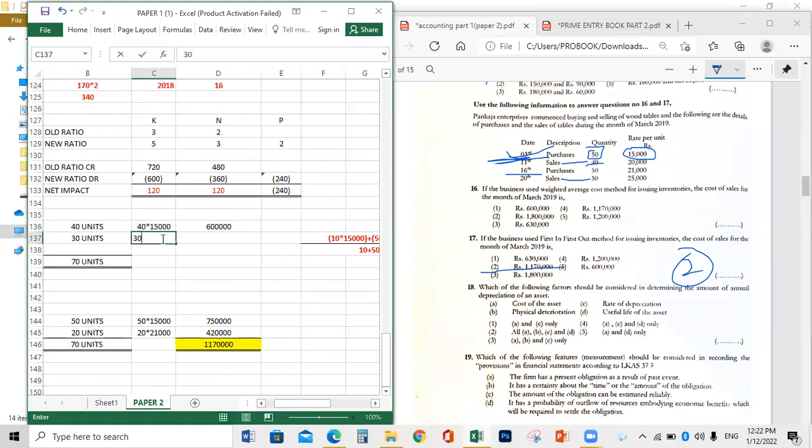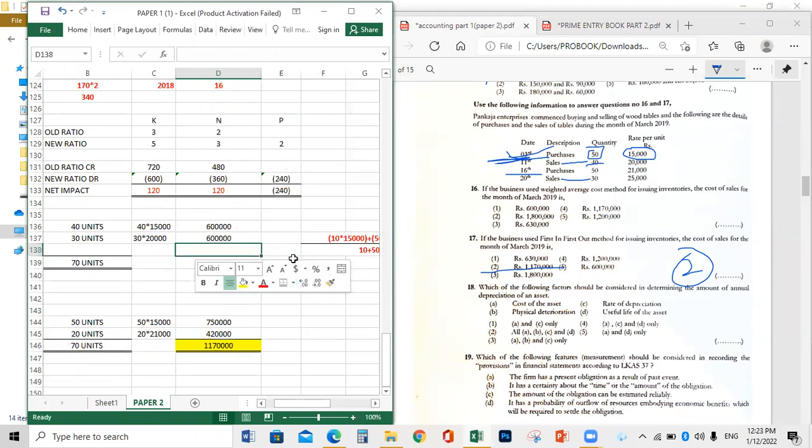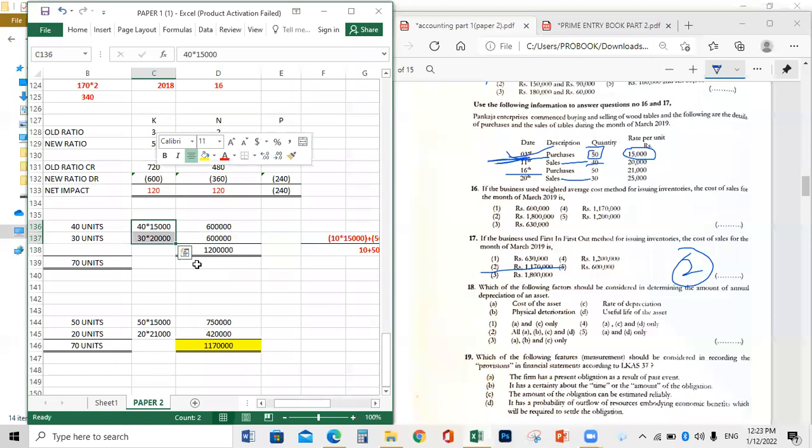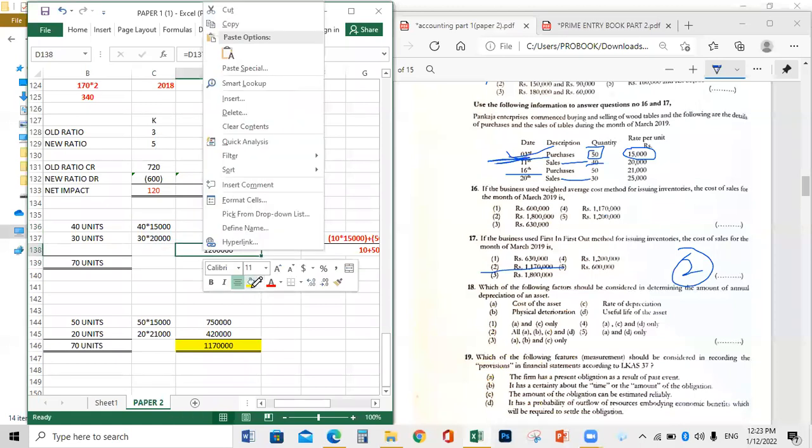Now you're selling 30 units. The price is how much? 20,000. So 30 into 20,000 will give you 600,000. What is the cost of sales? Cost of sales is 600 plus 600, 1,200,000. So the answer is going to be the fifth one.